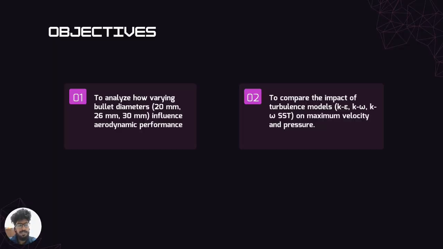The project has two main objectives. The first objective is to analyze how varying bullet diameter influences aerodynamic performance. The second objective is to compare the impact of turbulence models K epsilon, K omega, and K omega SST on maximum velocity and pressure.